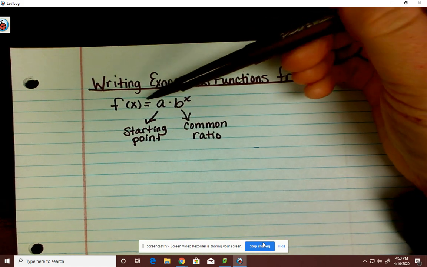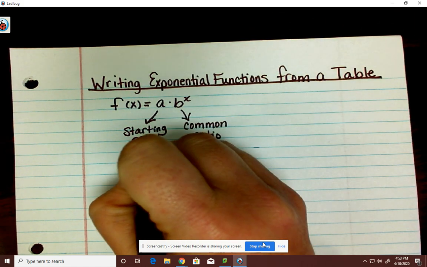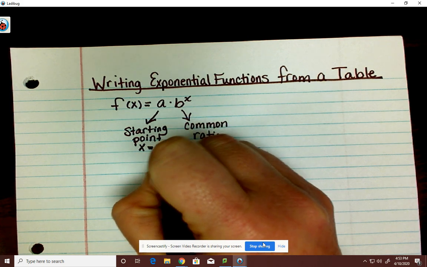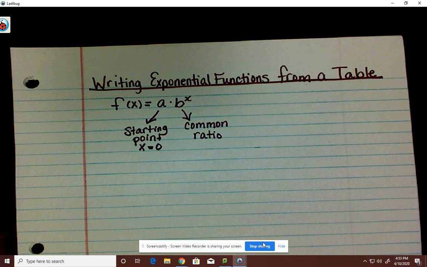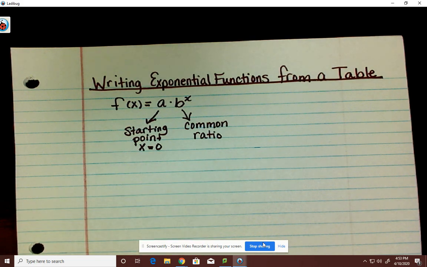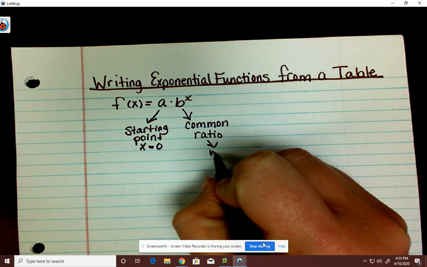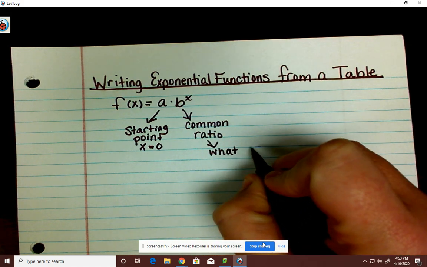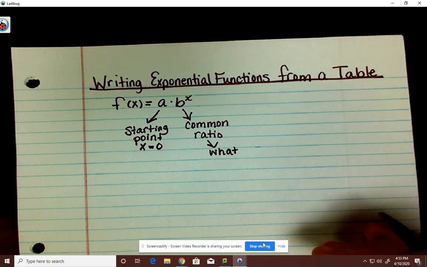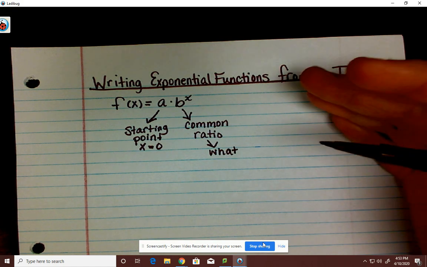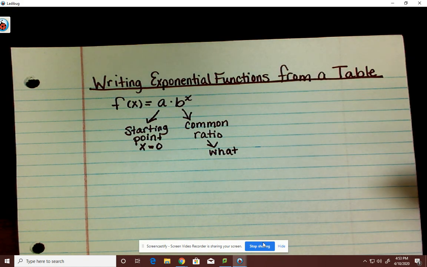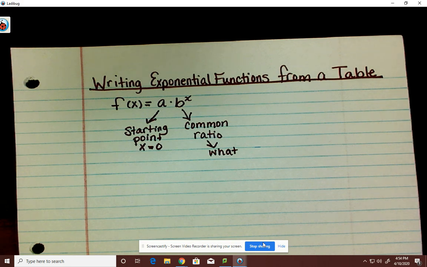So the a is your starting point, meaning when x equals 0. We've seen something similar to this when we did geometric sequences, and that's where we heard the term common ratio. And so b is what we're multiplying by each time to get from one to the next, or what ratio as we increase in our x, what are we multiplying by to get our y values.